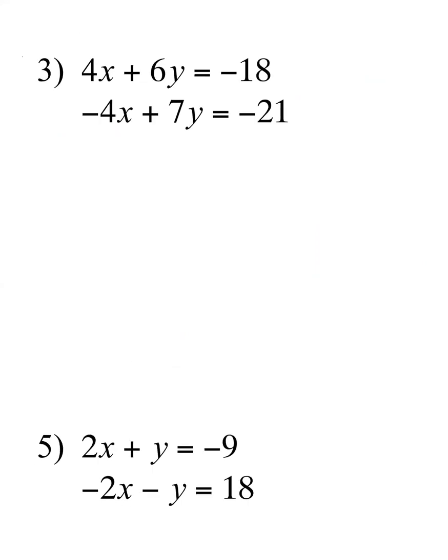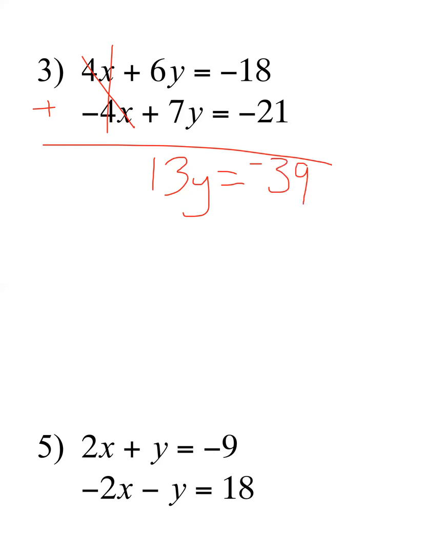Okay, so again, this one, we keep getting lucky here. I already have a pair of opposites, so let's go ahead and add them together. So the x's are going to cancel. This time the y's do not cancel, right? 6y plus 7y gets me 13y. Negative 18 and negative 21 are going to add together to get me a negative 39. And then I can divide both sides by 13. And looks like y is going to be a negative 3.